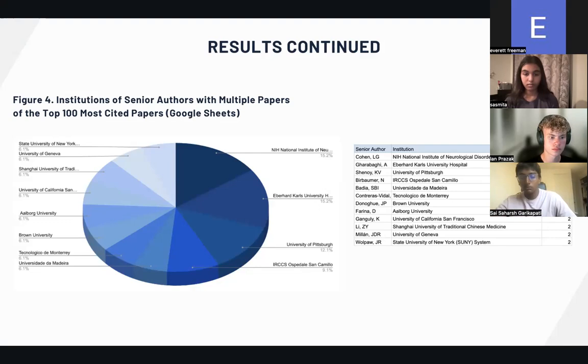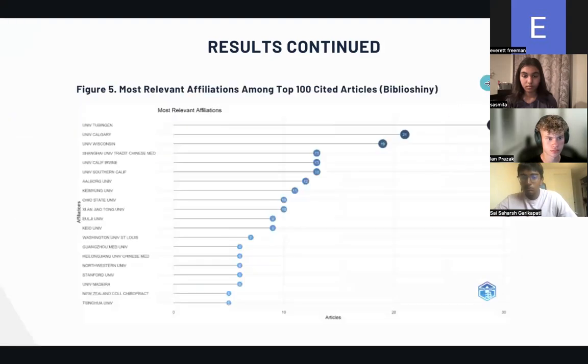The other 2 most relevant senior authors include Chenoy and Birbaumer, who were affiliated with the University of Pittsburgh and the IRCCS, Ospedale San Camillo, respectively. See Figure 5, we can see most relevant affiliations among the top 100 cited articles, as opposed to merely the senior author institutions with multiple papers. With this in mind, we can see the University of Tübingen, University of Calgary, and the University of Wisconsin were the most relevant affiliations, with the University of Tübingen having been affiliated with 29 articles, Calgary with 21, and Wisconsin with 19, respectively, though all institutions are important here.